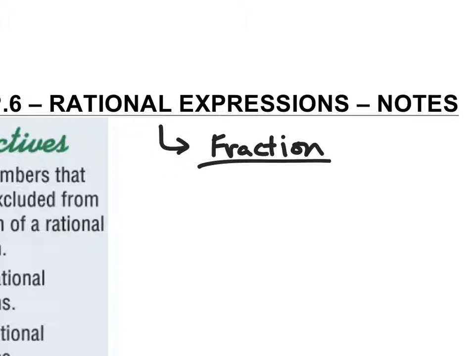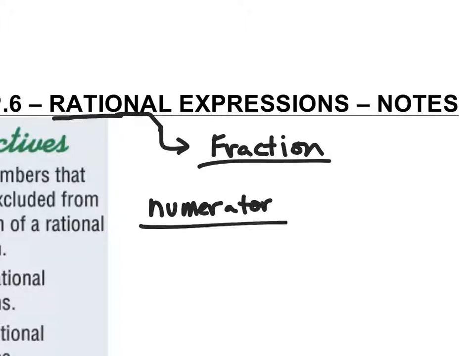So, the root word in rational is ratio, and that means essentially a fraction. So, I want to talk about a couple of properties of fractions. The first part is you have a numerator and you have a denominator, and this is essentially your fraction.